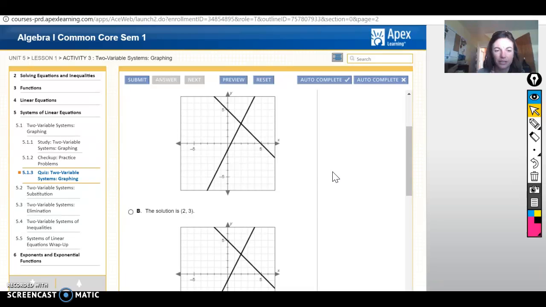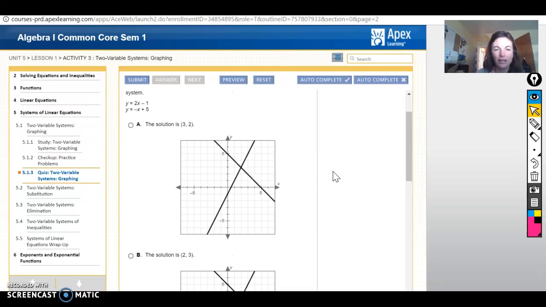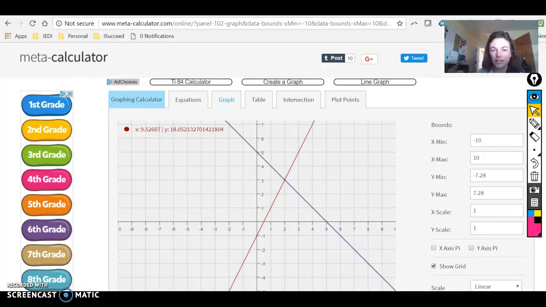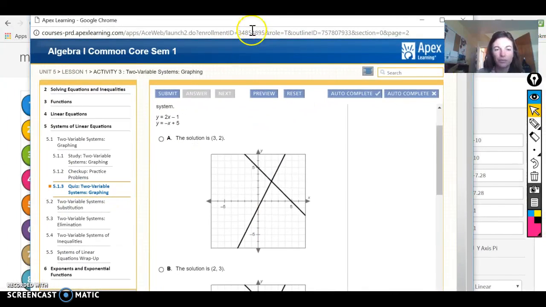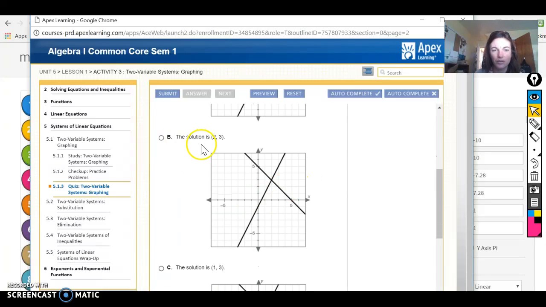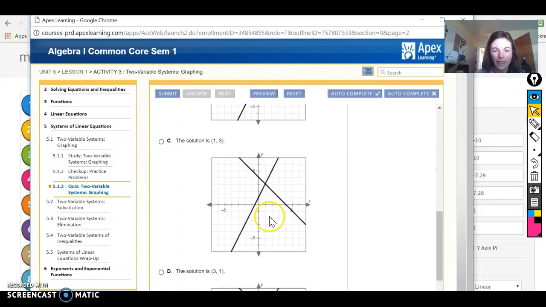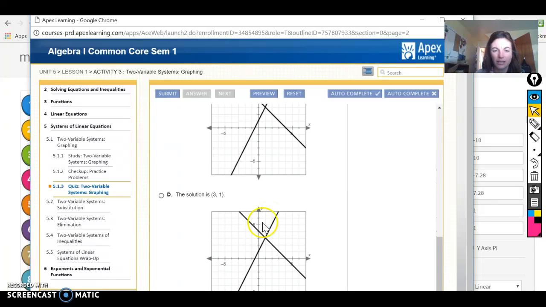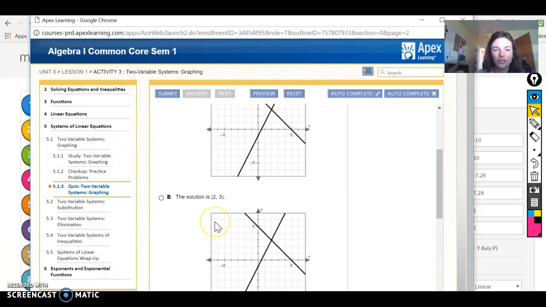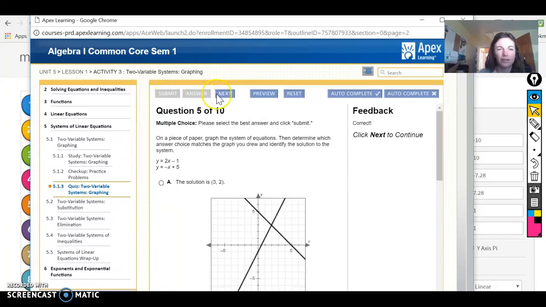What's the difference between them? Look, we have to be careful. Our solution here is at 2 and 3. The first one says it's at 3 and 2, even though the graph shows 2 and 3. So this one says 2 and 3. That one says 1 and 3. And this one says 3 and 1, which doesn't really make sense either. So here we are. Our solution is at 2 and 3. So you have to pay attention to that. And that's the graph that matches.